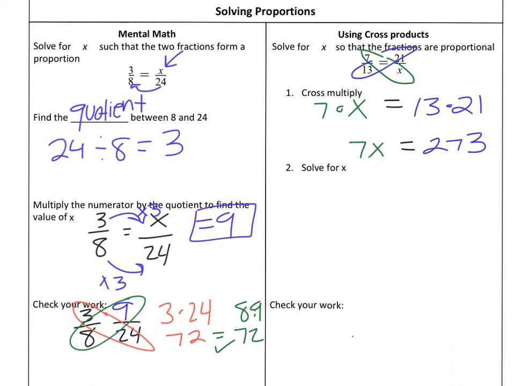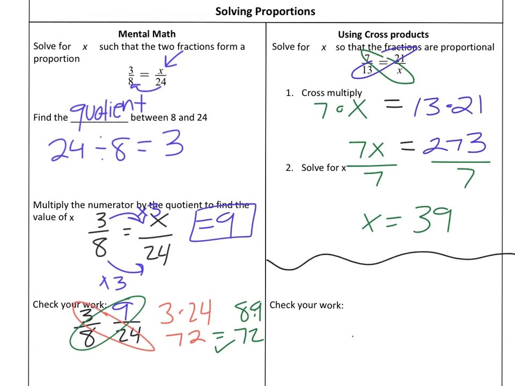Okay, now I'm just going to solve for x. So I'm going to divide by 7 on both sides. Get that x equals 39. And I got to check my work because we like to be precise here. So I have 7 over 13 equals 21 over what I think is 39.